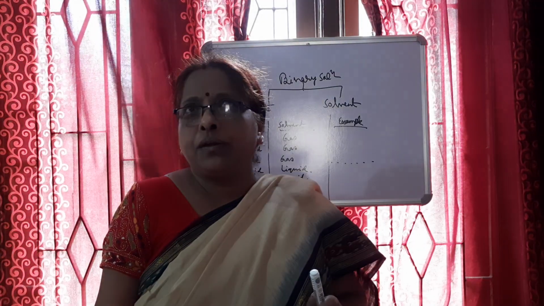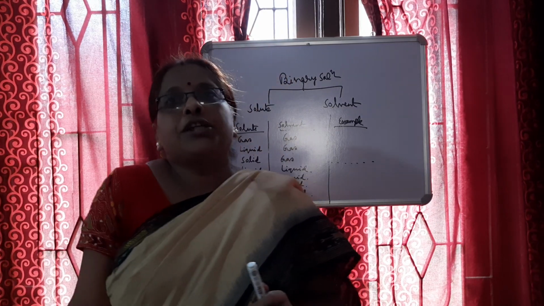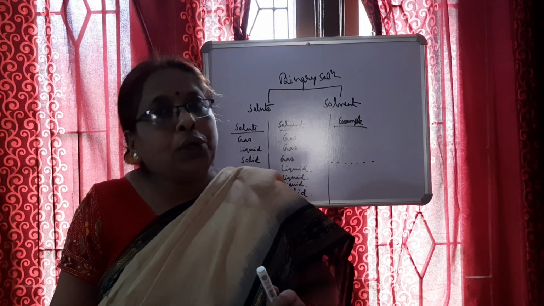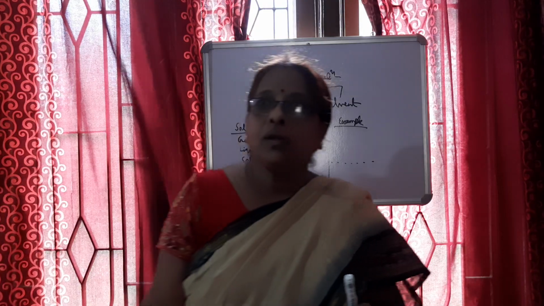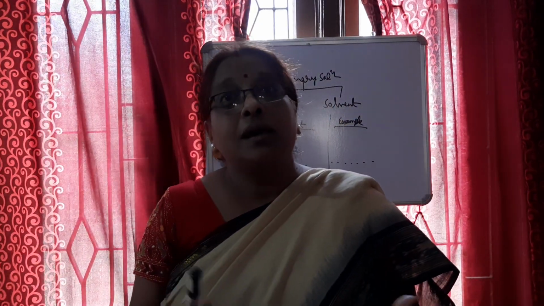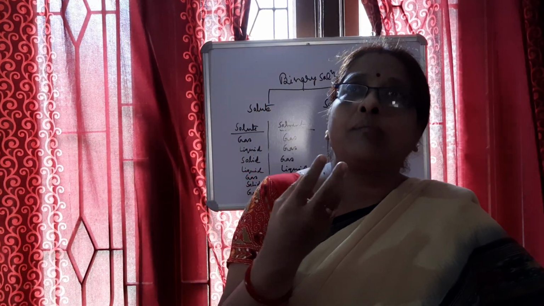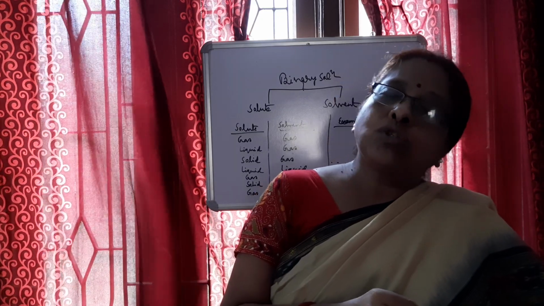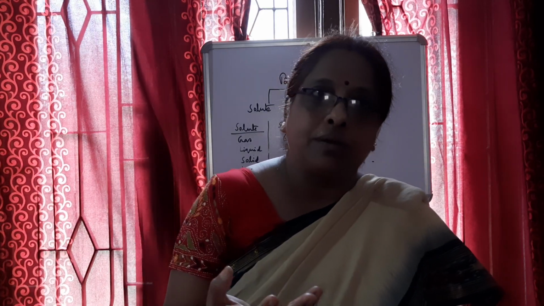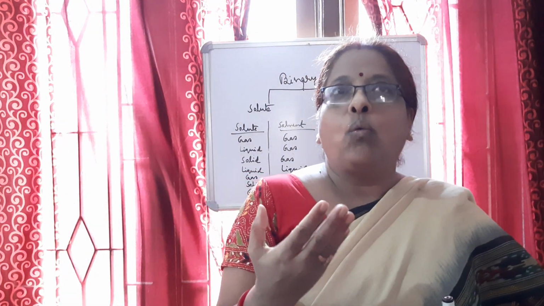Then liquid solution: there are various types of liquid solutions. Suppose carbon tetrachloride and benzene. We know both are non-polar, so whenever they form a solution, it is miscible. When ethyl alcohol is mixed with water, we also get a miscible solution. But whenever water is mixed with carbon tetrachloride, we get an immiscible solution.